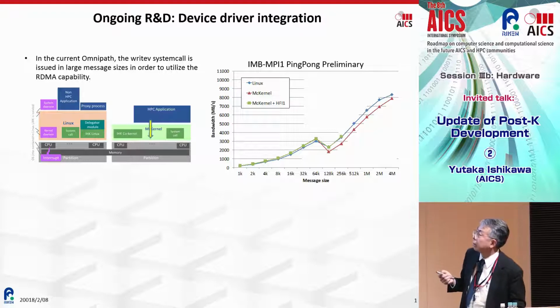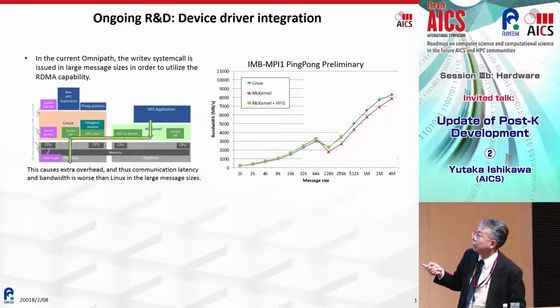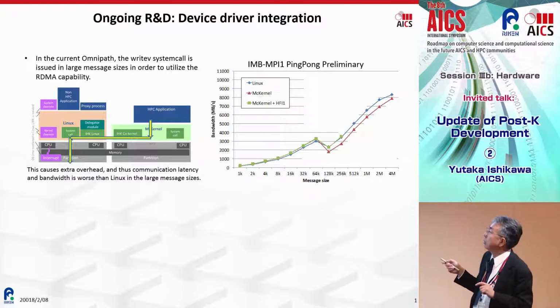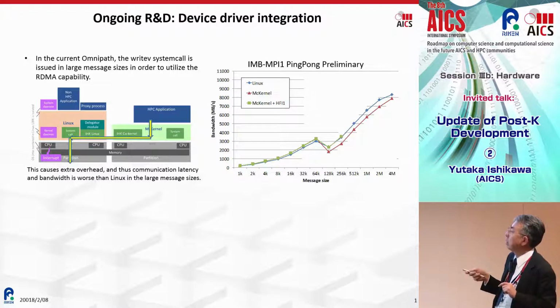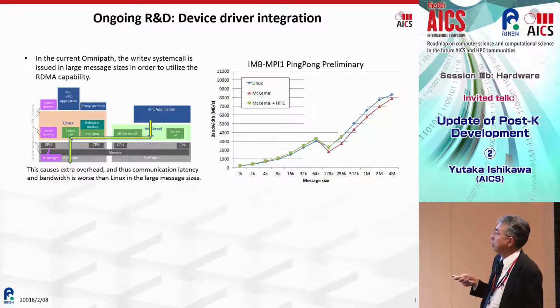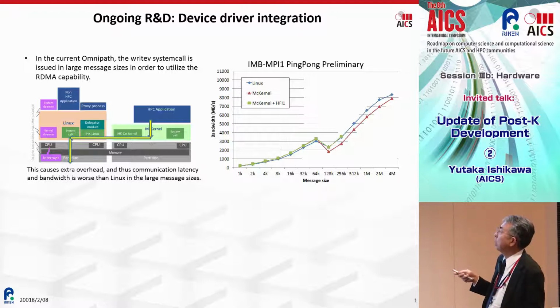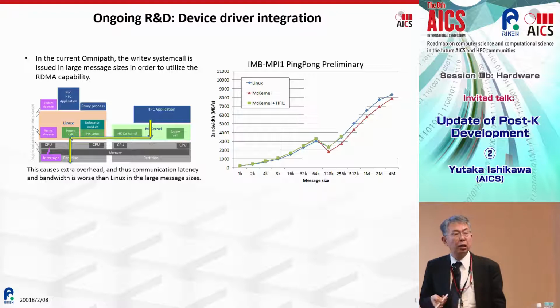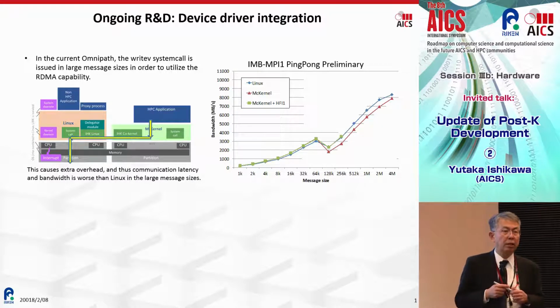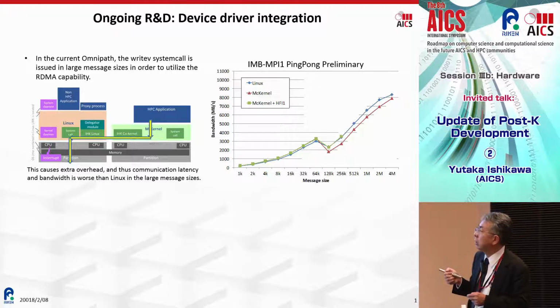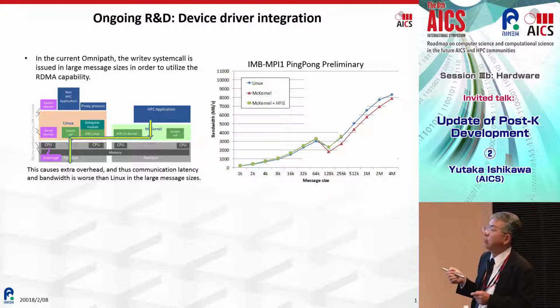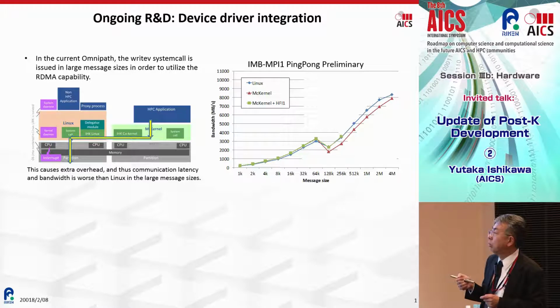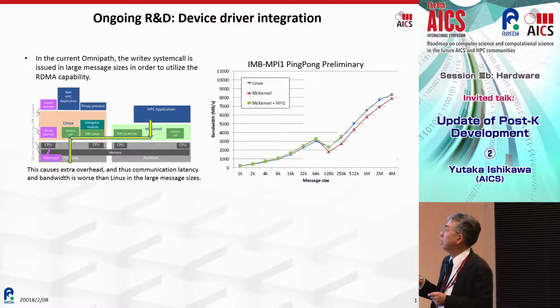So here is the result of the ping-pong benchmark, the x-axis is message size, and the y-axis is bandwidth. This is the McKernel, and the blue line is Linux. Linux has much higher performance than the McKernel. That's because in McKernel, for each send and receive operation, the system call is delegated to the Linux kernel side. That overhead is the source of the differences.